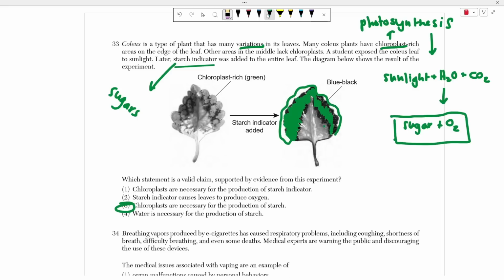4, water is necessary for the production of starch. We have no data or no indication about anything about water, so we can't choose 4. 2, starch indicator causes leaves to produce oxygen. Again, we have no data about the oxygen. 1, chloroplasts are necessary for the production of starch indicator. No, starch indicator wasn't produced here. We added starch indicator. Someone made starch indicator on their own, right, in this little bottle, and then they just added it to the plant leaf.